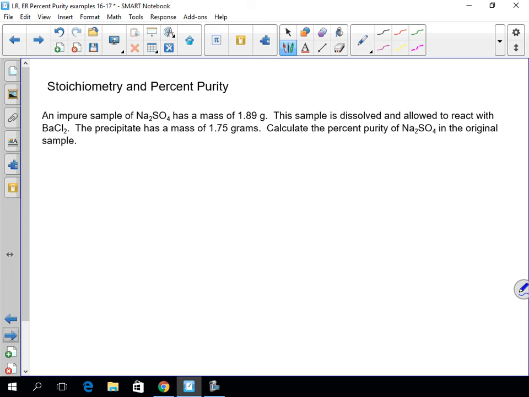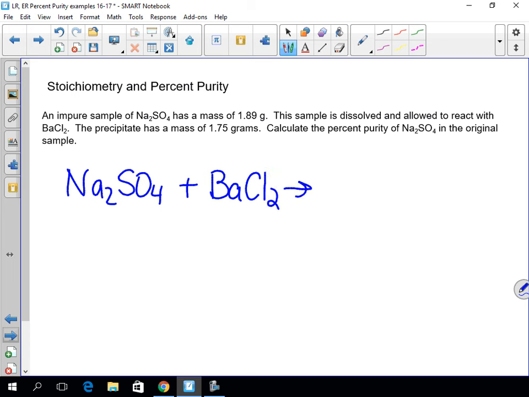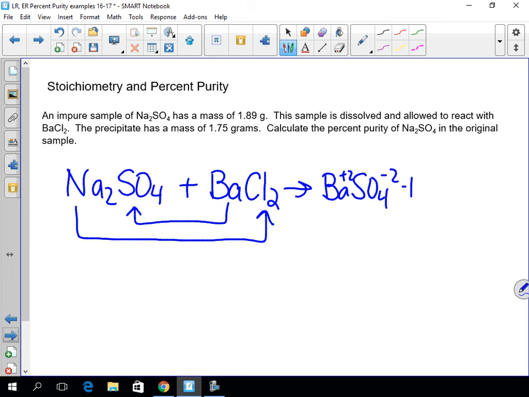Actually, what we're setting up here is a metathesis reaction. Sodium sulfate, barium chloride. Let's finish this off before we look at the rest of the problem. Remember, metathesis, we're switching the anions, so sodium's going to go be with chlorine and barium is going to go be with sulfate. So we end up with barium sulfate and sodium chloride.